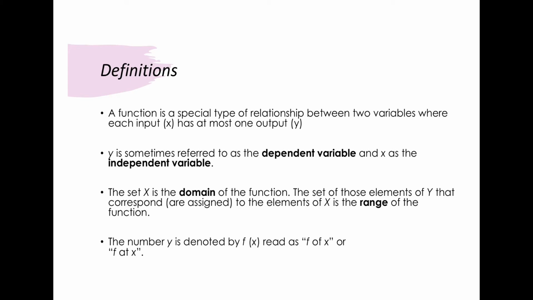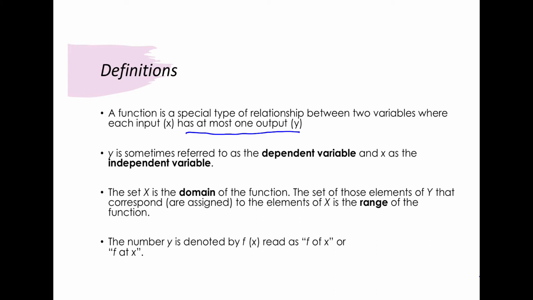So the definition that we have for functions is our first thing here, where a function is a special type of relationship between variables where each input x, we think of x, the independent variable, has at most one output y. And this is the most important part within the definition, at most one. So it can either have none or it could have one. We cannot have x giving us multiple outputs for the same input.